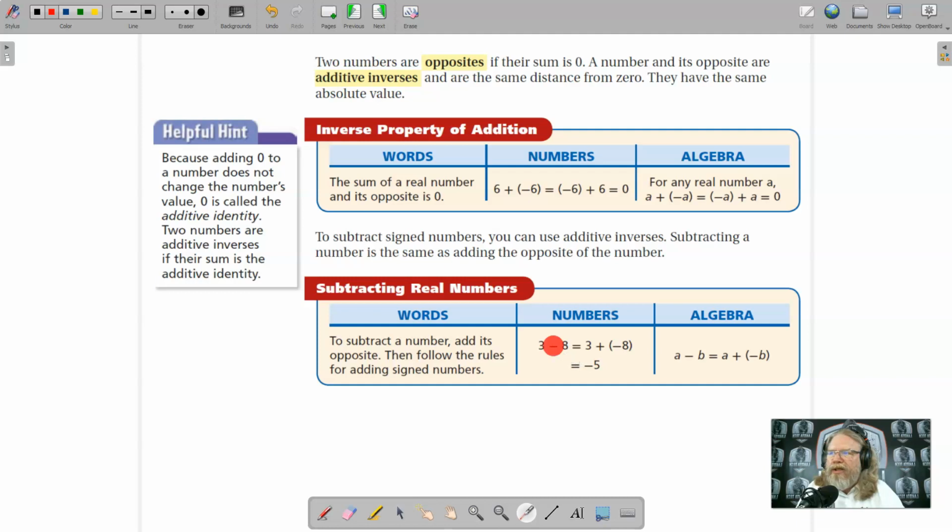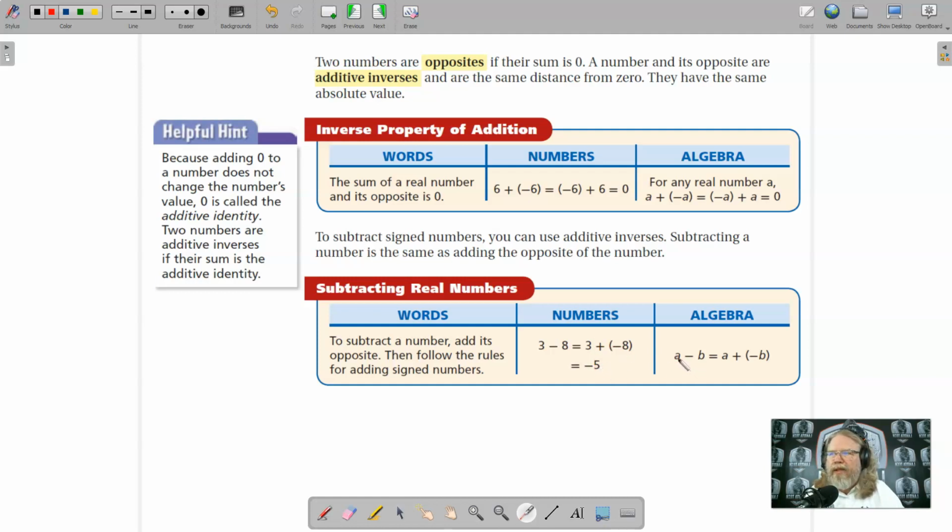We're going to change the subtraction to addition, and then we're going to take the opposite of the number that follows, in this case 8. The opposite of 8 is negative 8. Now we have 3 plus negative 8, so they're different signs. Now we're going to subtract their absolute values. 8 minus 3 is 5. Negative 8 has a greater absolute value than positive 3, so we're going to use the negative sign. So 3 plus negative 8 is negative 5.